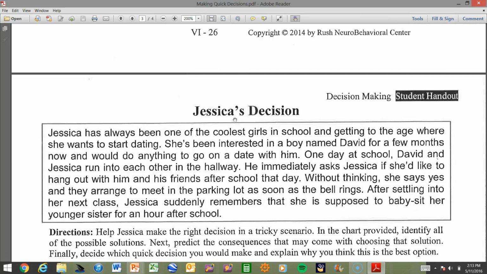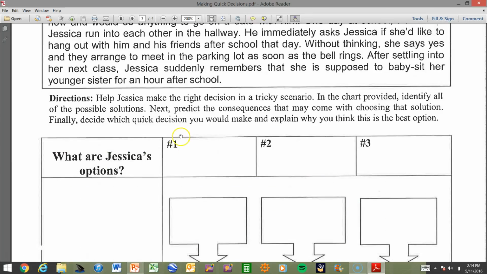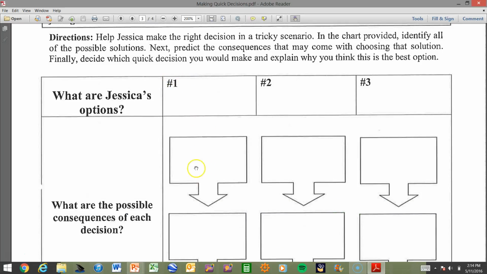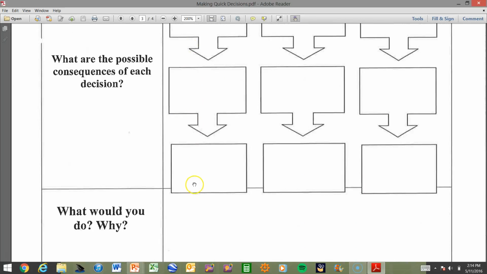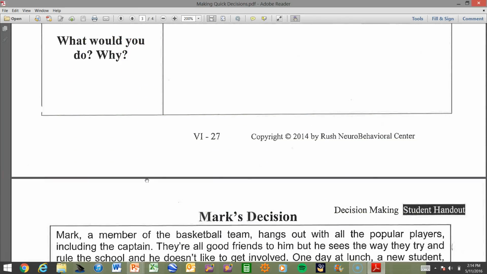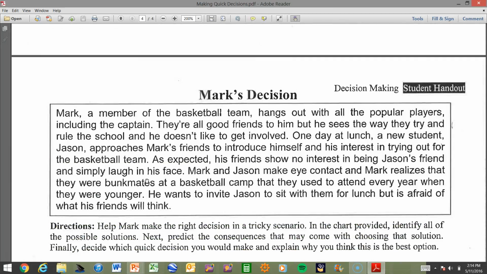But here's the demonstration of Jessica's decision that I talked about, and the options that she has. What happens if she makes this as a consequence from this option, down to this option, down to this option, and then that option, the activity I was mentioning, what would you do and why? And they actually, on the other side, give you one for Mark's decision. I think you could take this little caption and very easily retrofit it to any school scenario to help your students understand the process of making good decisions and what the outcomes will be.